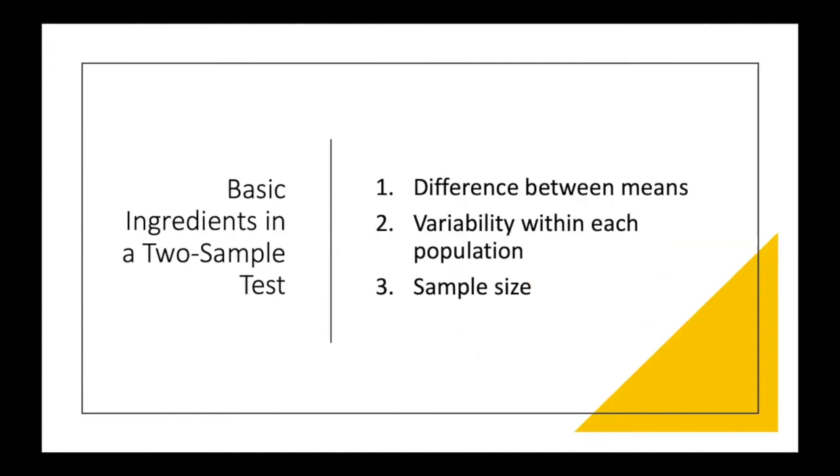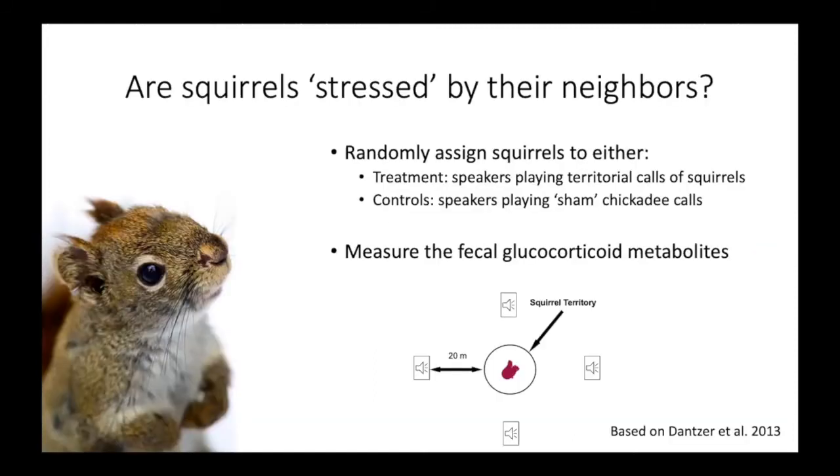So in our two sample test, we've got these three basic ingredients: some measure of the difference between the means, some measure of the variability within each sample, and some measure of the sample size. All three of these pieces are going to contribute to our certainty about whether or not these populations are in fact different. So let's work through an example.